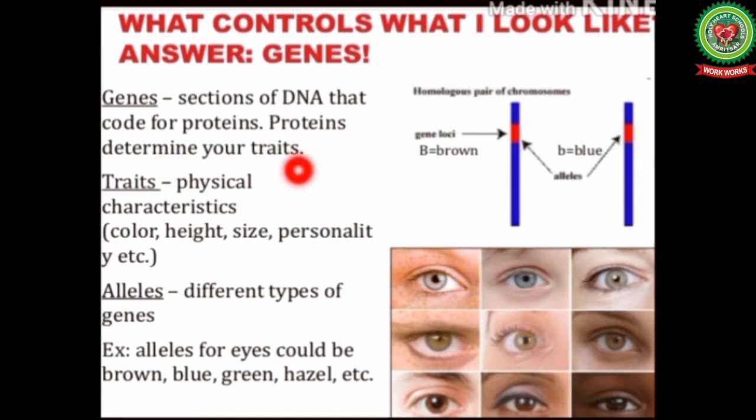Proteins determine our traits. Trait means our characteristics. Traits are the physical characteristics like color, height, size, personality, etc. Alleles. Alleles are actually the alternate forms of genes that occupy the same position on homologous chromosomes. For example, alleles for eye color could be brown, blue, green or hazel.